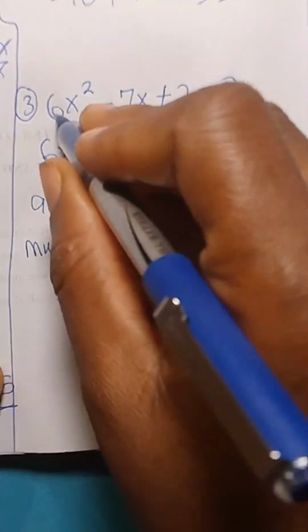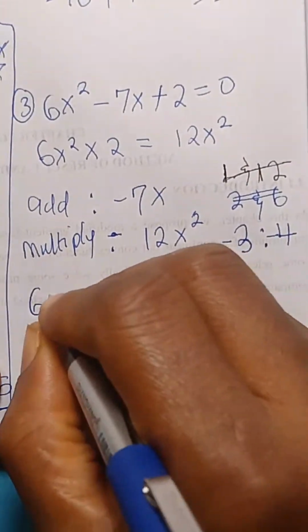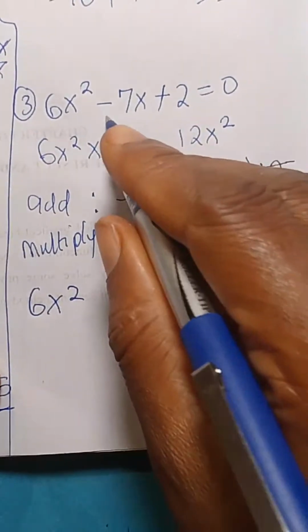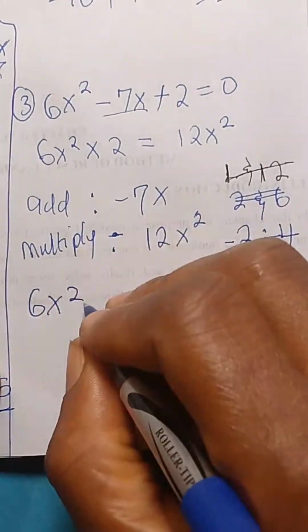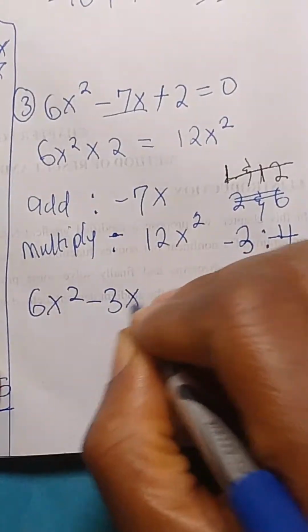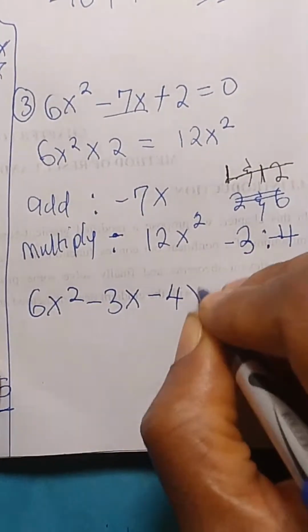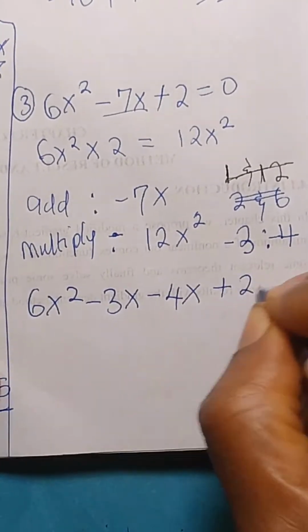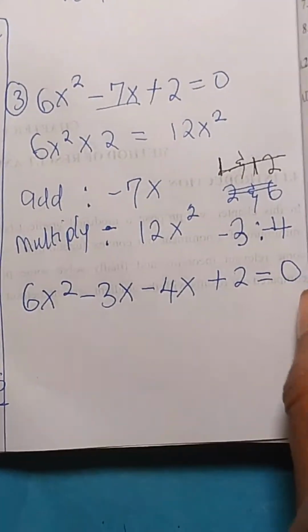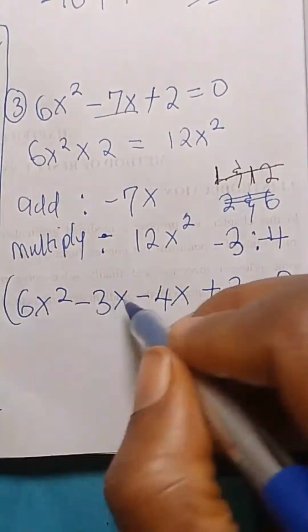So what do we do? Write our 6x here. We have 6x squared. Instead of writing minus 7x, we replace it with minus 3x minus 4x plus 2 equal to 0. Then we'll take the parentheses off.